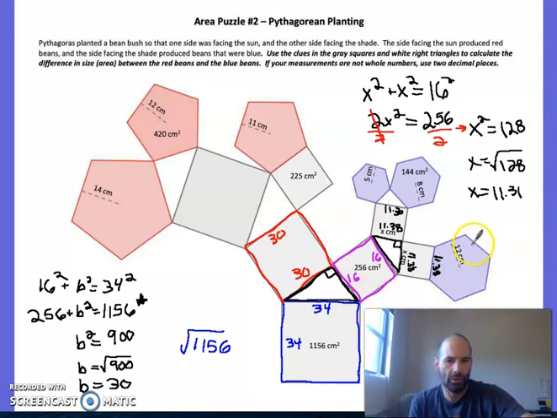All right, so I'm already to this bean. So what do I know about this bean? I know this thing is a 1, 2, 3, 4, 5, 6, so it's a regular hexagon with 6 sides. So it's going to be 6 times the apothem, which is 12, times the side length, which is 11.31.